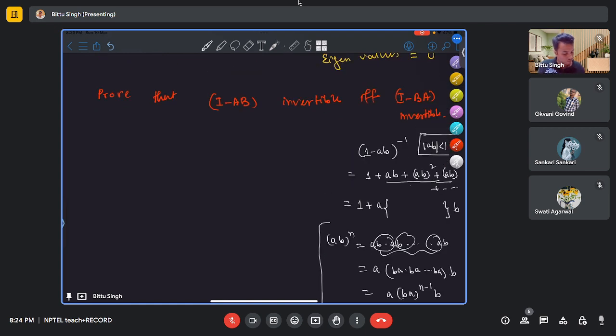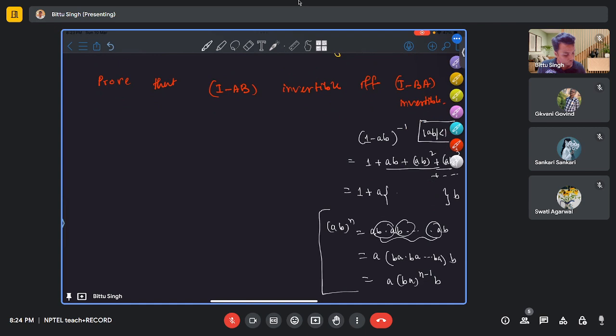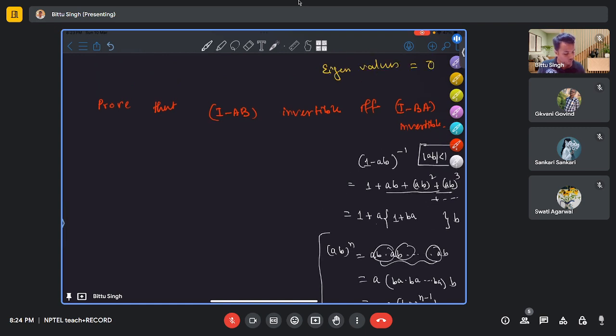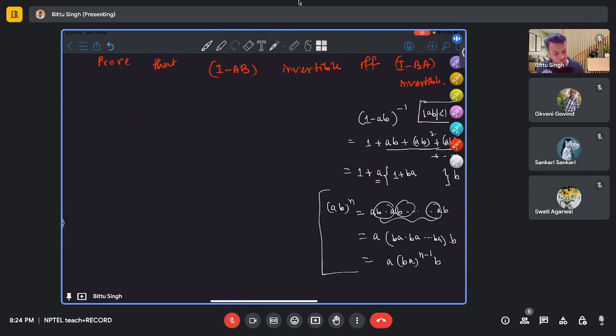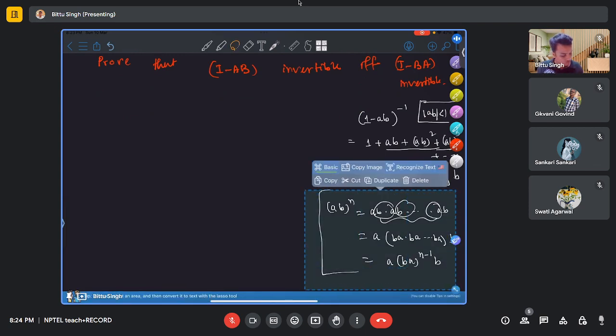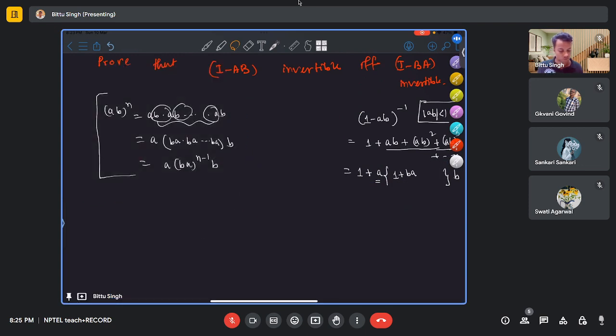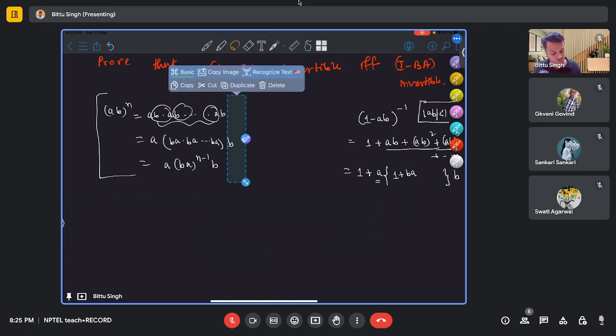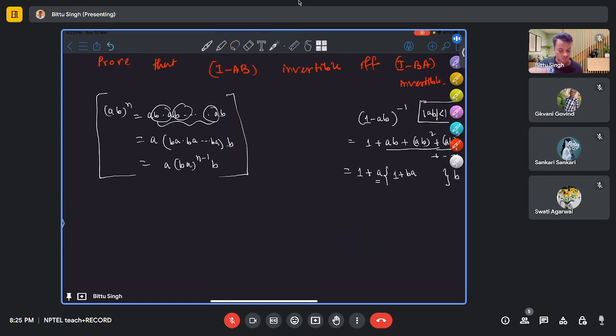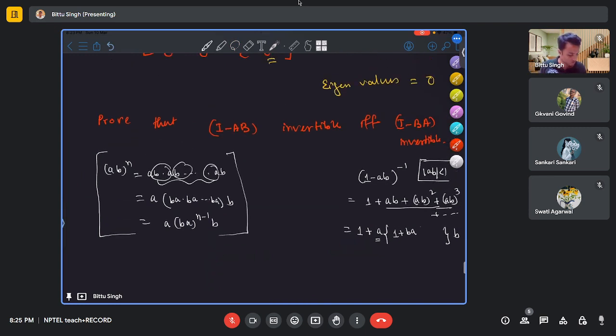So here this will look like 1 plus 1 power will be decreased because we have taken a common in the left side, b common in the right side. From here we have used this fact. Okay, this is an interesting fact. This trick will be used many times, so you should remember this trick, and this will continue.